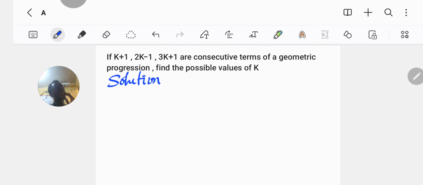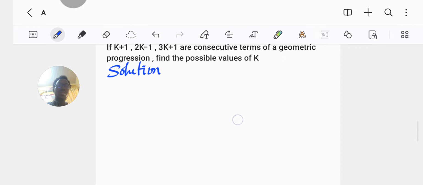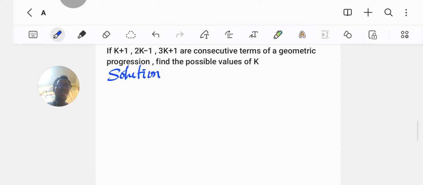Okay, so we have another question here that says if k plus 1, 2k minus 1, 3k plus 1 are consecutive terms of a geometric progression. So we've been asked to find the possible values of k. So let's see how we are going to proceed in this question.